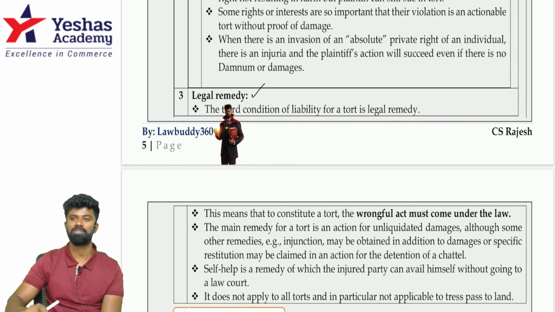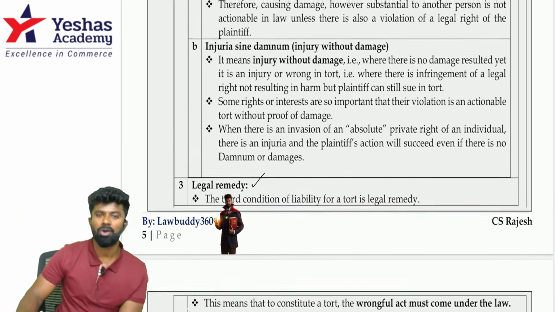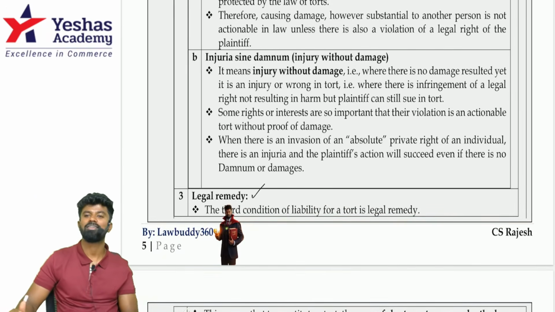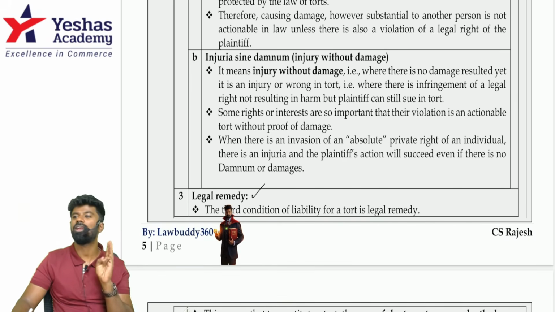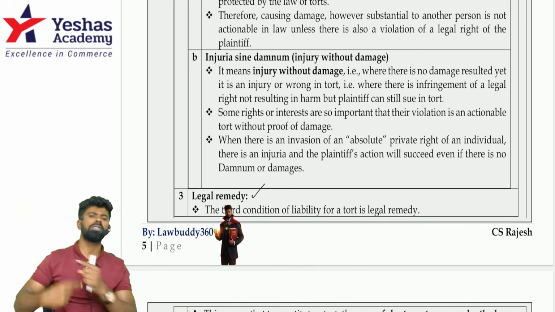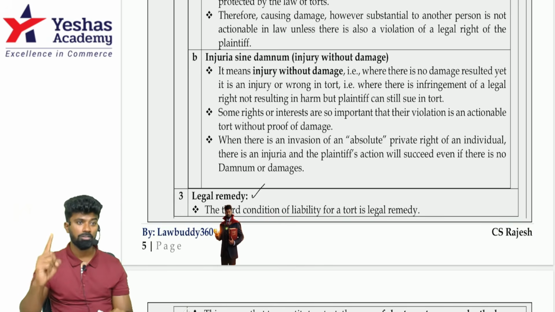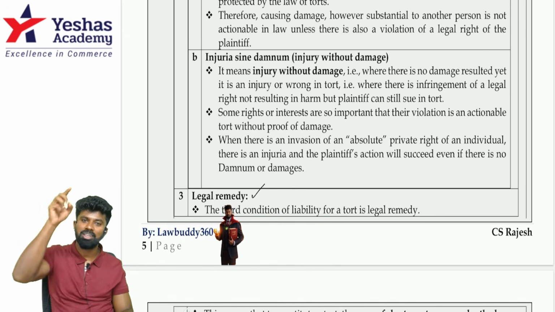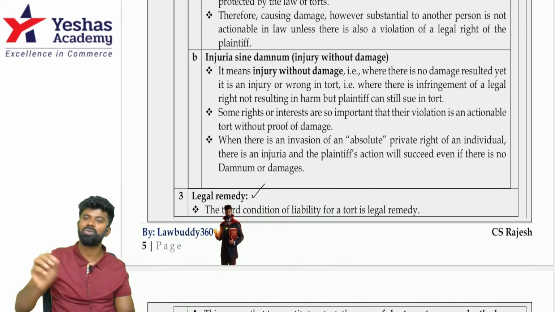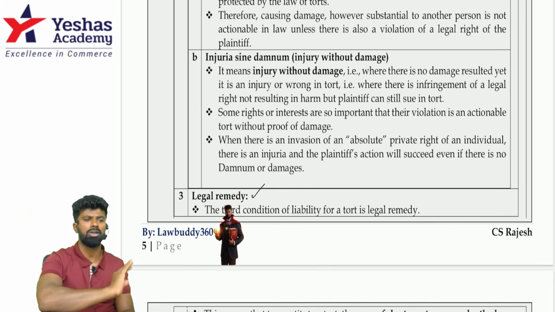What is the first one? Wrongful act. Second one? Legal damage. Third one? Legal remedy. I want everyone to repeat one more time. What is the first one? Wrongful act or omission. Second one? Legal damage. Third one? Legal remedy. If these three conditions are satisfied, it is called a tort. Otherwise, it is not a tort.